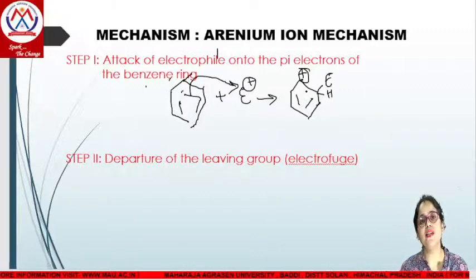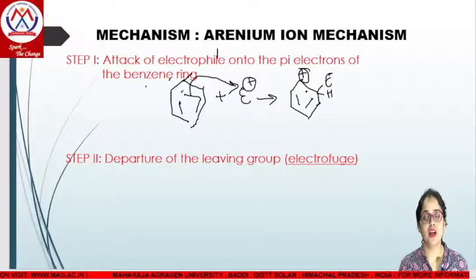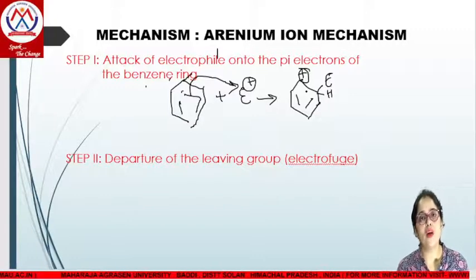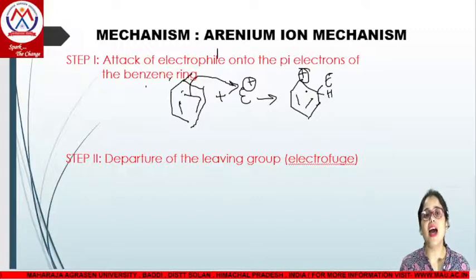In which now we can see that the aromaticity of the benzene ring has been lost and this intermediate has a positive charge on it. So that is why it is normally called cyclohexadienyl cation, or it is called a sigma complex because a sigma bond has formed between the carbon and electrophile, and otherwise it is also called a Wheland intermediate.